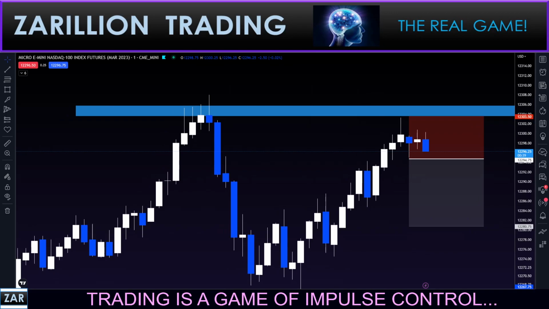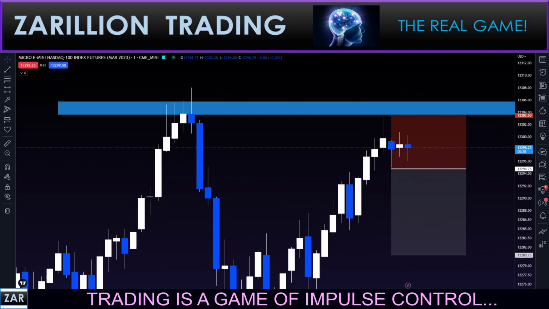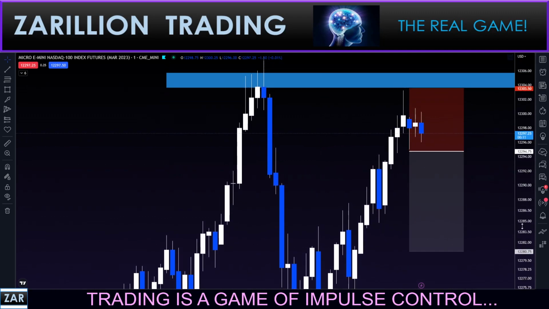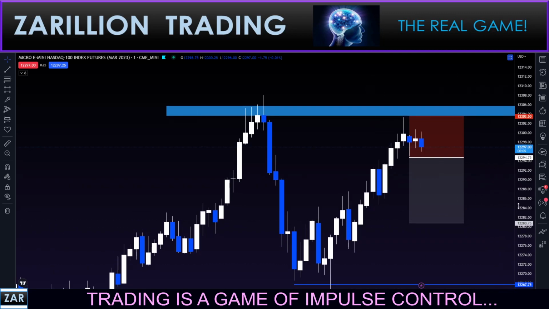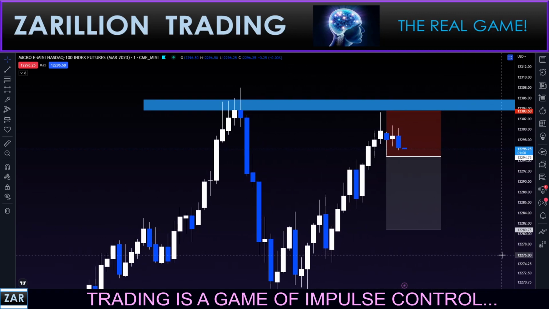Yeah, sell stop right there. Just over on my own platform, I've just gone live now on that sell stop right there. Waiting for the drop on this double top.